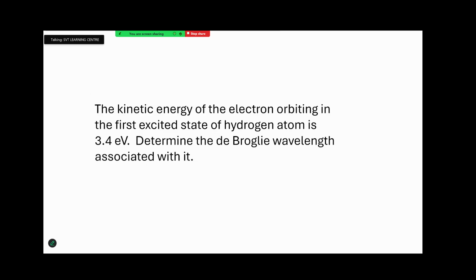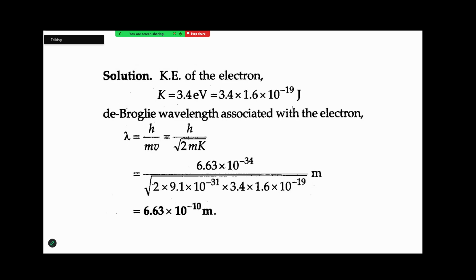Now here we are given the kinetic energy of an electron orbiting in the first excited state of a hydrogen atom. So it has an energy of 3.5 electron volts. So we use lambda is equal to h upon root of 2mK, and K value is given to you in electron volt. So you'll have to convert that into joules because lambda will come in meters.